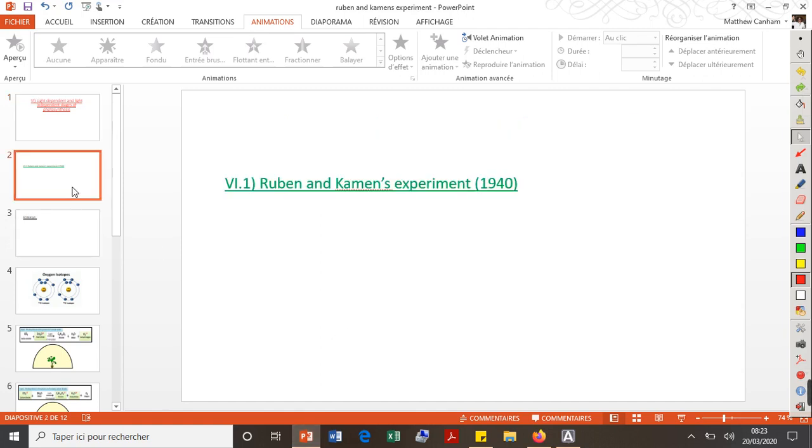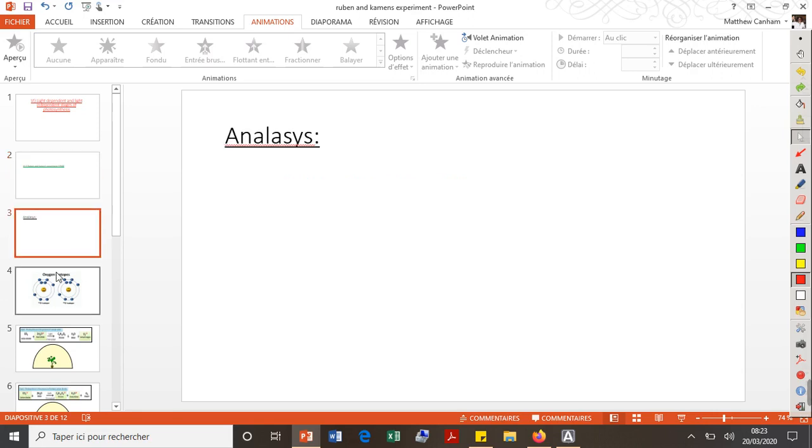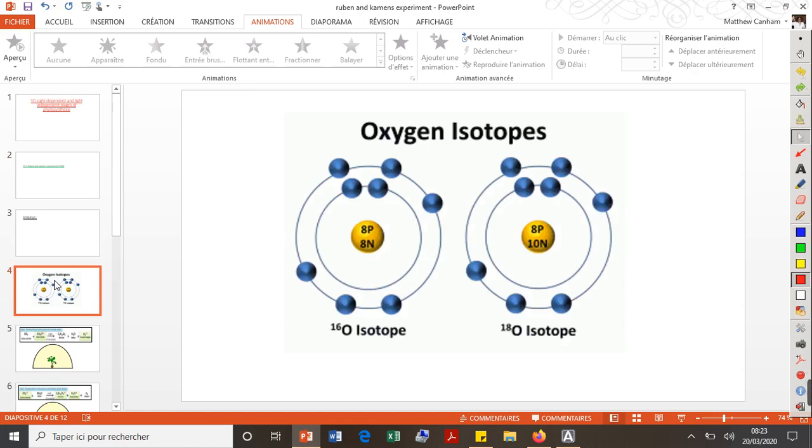So the first thing we're going to look at is a historical experiment by Ruben and Kamen in 1940. So let's start with the analysis of this experiment. So first, a recap: you need to know the difference between oxygen isotopes. Isotopes are atoms which have the same number of protons and electrons, however the number of neutrons changes.